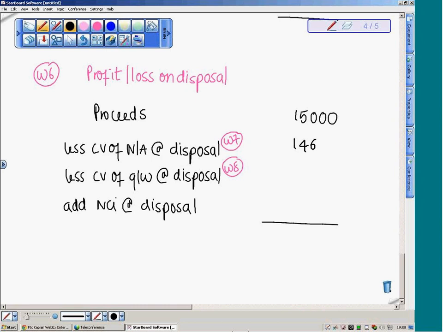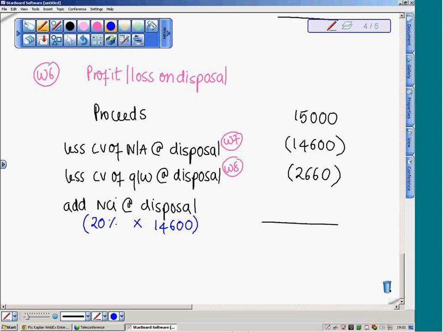So I've got the 14600 cash value of the net assets at disposal. I've got goodwill at disposal, the 2660. Now, NCI at disposal, and because it's the share of the net assets method, I'm taking my NCI percentage and multiplying that by net assets at disposal, the 14600.